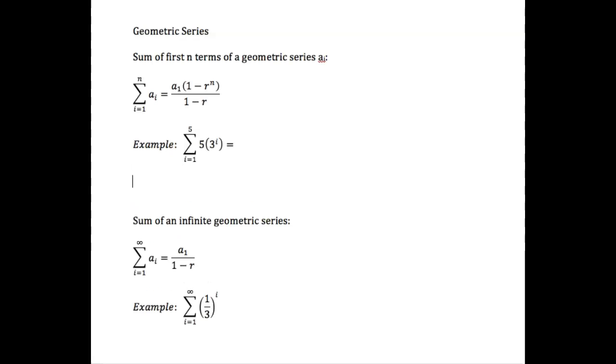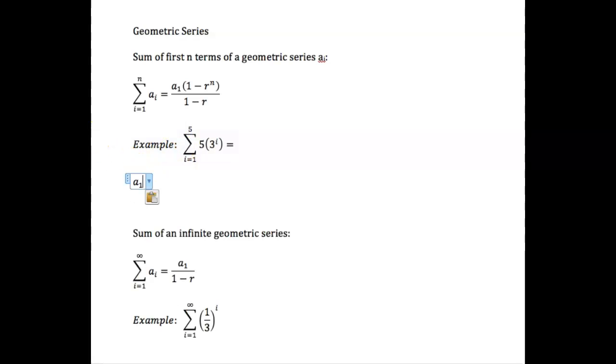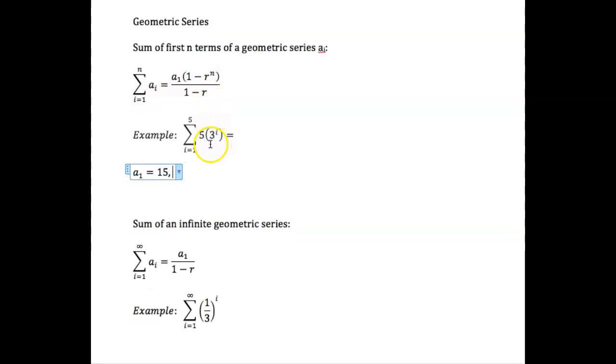a1 is the first term in the sequence. So a1 happens when i equals 1. 3 to the first power is 3, times 5 is 15. So a1 is 15. Next thing I need is the value of r, my common ratio. Well, that's the thing that's getting multiplied over and over in my geometric sequence. So it's the one with the exponent on it. My value of r here is 3 for this particular sequence. And then I need n. How many terms do I have? And that comes from right here. n is 5.